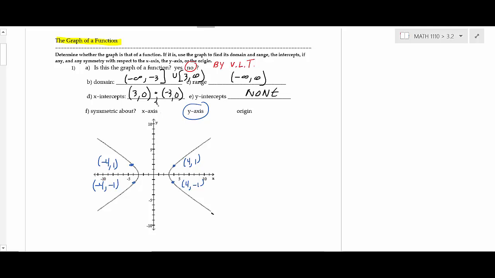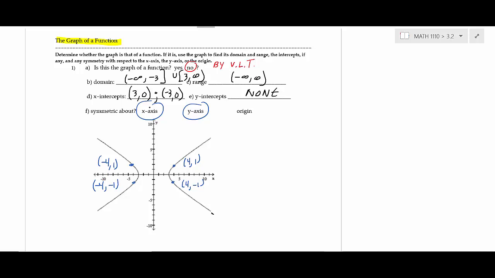Now, if you want to look at origin symmetry, here's what you do. If you have (4, 1), then you would expect (-4, -1) to be on there, right? Origin symmetry is if you have a point, then if both things are opposite, it's on there. Look at this one, (4, -1). What's the opposite of that? (-4, 1). So that looks like it's matching up to me.